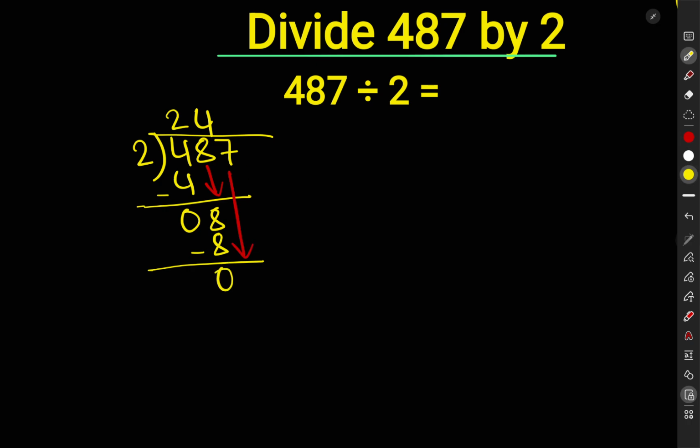Again we put down this 7 and 2 times 3 is 6. On subtracting it is 1. So now this 1 is less than 2 and there is no other number to put down. So we put here a decimal so that we take 0. So it is 10 and 2 times 5 is 10. On subtracting it is 0.